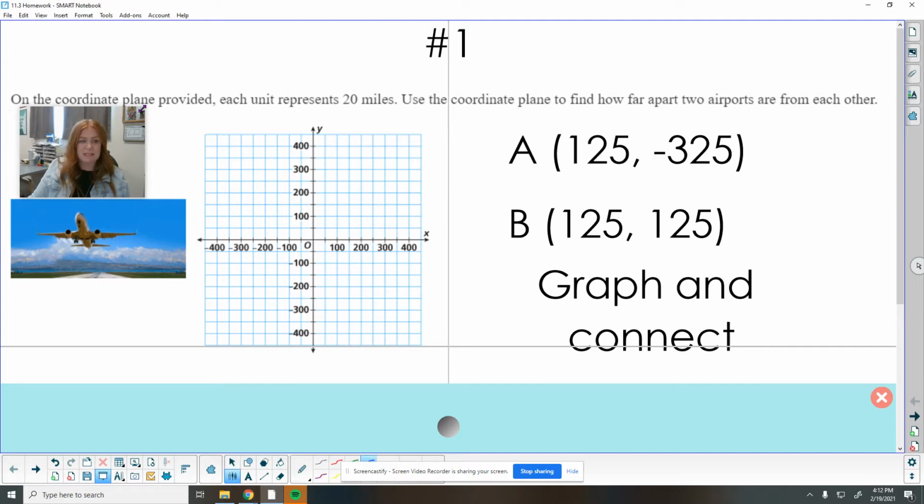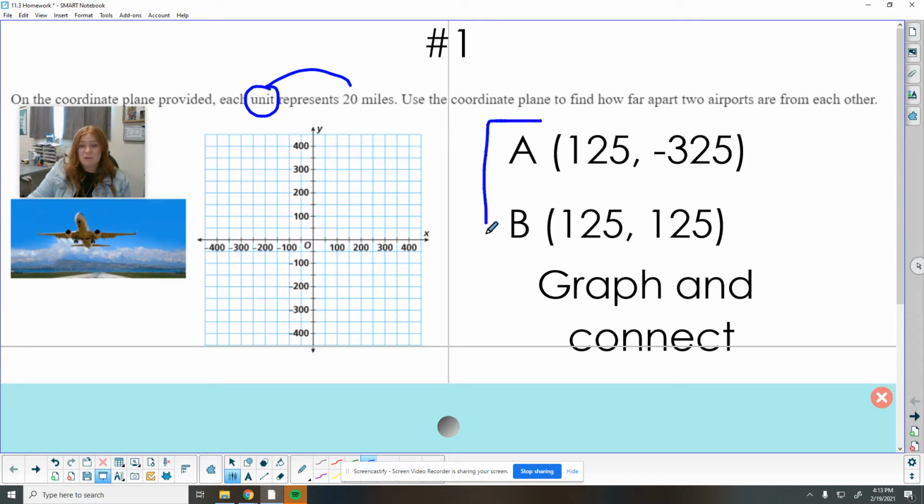Number one tells us that on the coordinate plane provided, each unit is 20 miles. So every time we have a unit, we need to multiply that by 20 when we're done. We'll find the units on the graph, but it's been scaled down 20 times smaller, so we need to make it 20 times bigger when we're finished. We use the coordinate plane to find how far apart two airports are from each other.